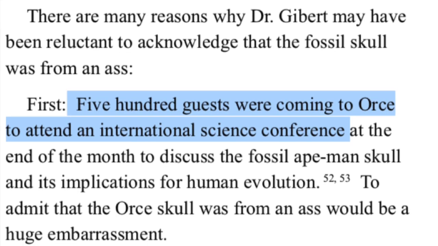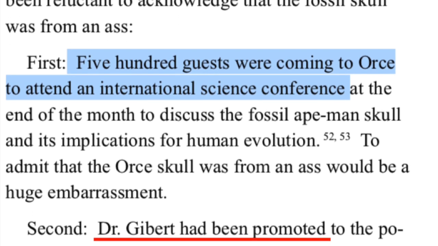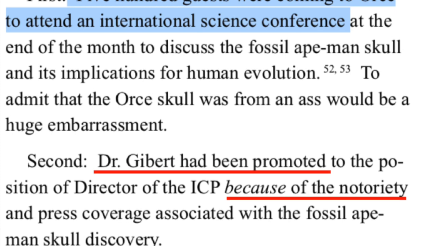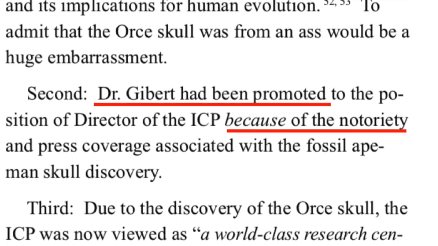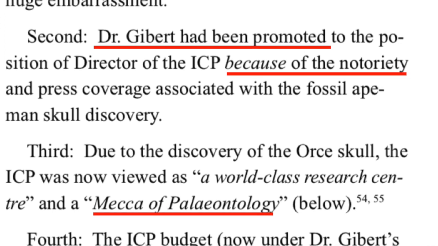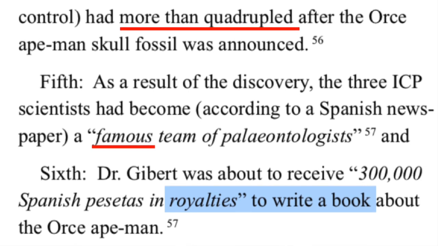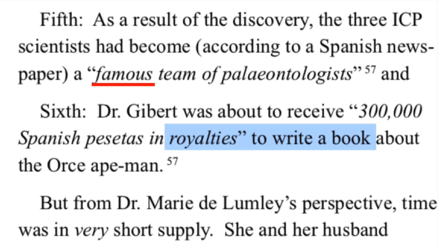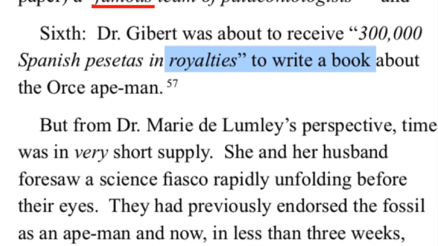There were 500 guests coming to Orce to attend the International Science Conference at the end of the month to discuss the fossil ape man skull and its implication for human evolution. So you don't want to call that a donkey. And he's also been promoted because it was an ape man skull. Now that little town, Orce, Spain, is the mecca of paleontology. Everybody's coming to that little town, and now his budget quadrupled. I mean, life is good because it's an ape man skull. Now everybody's famous. And also he's going to get royalties for writing a book about an ape man. He's not going to get money for writing about a donkey.